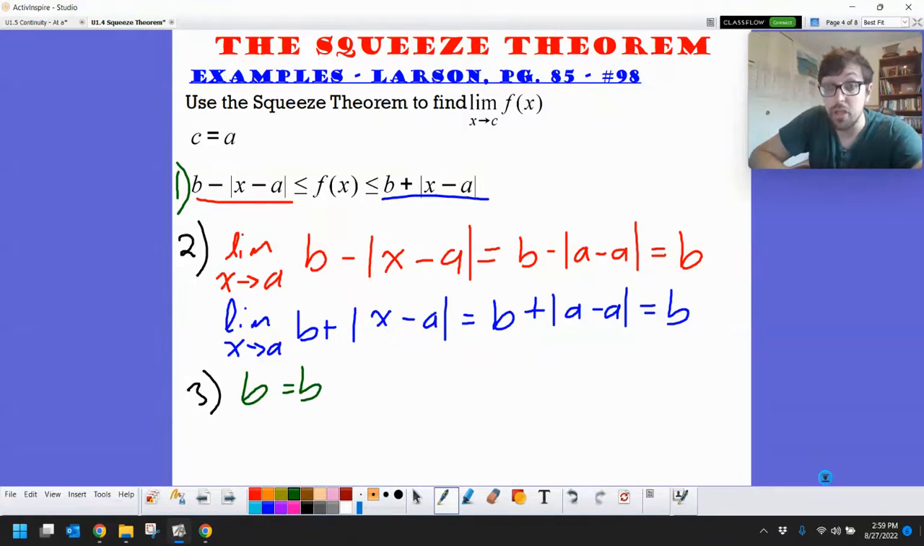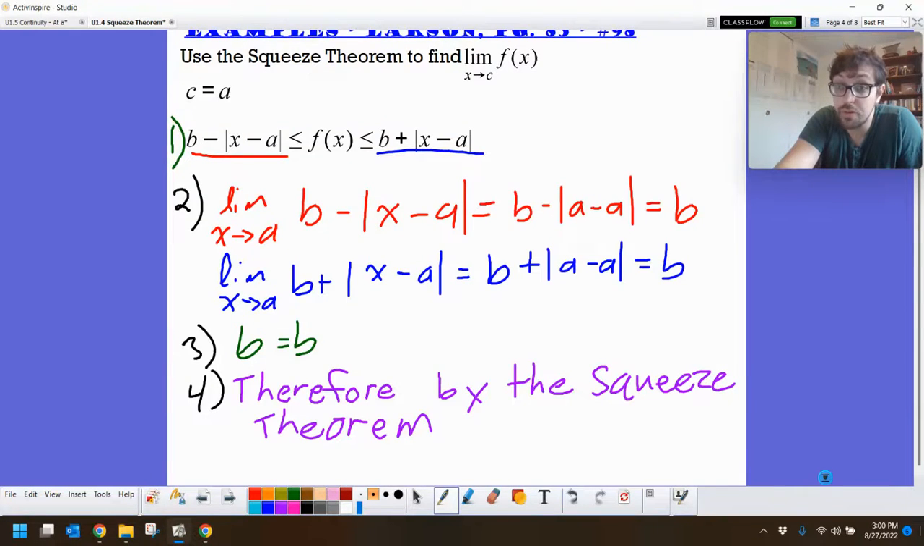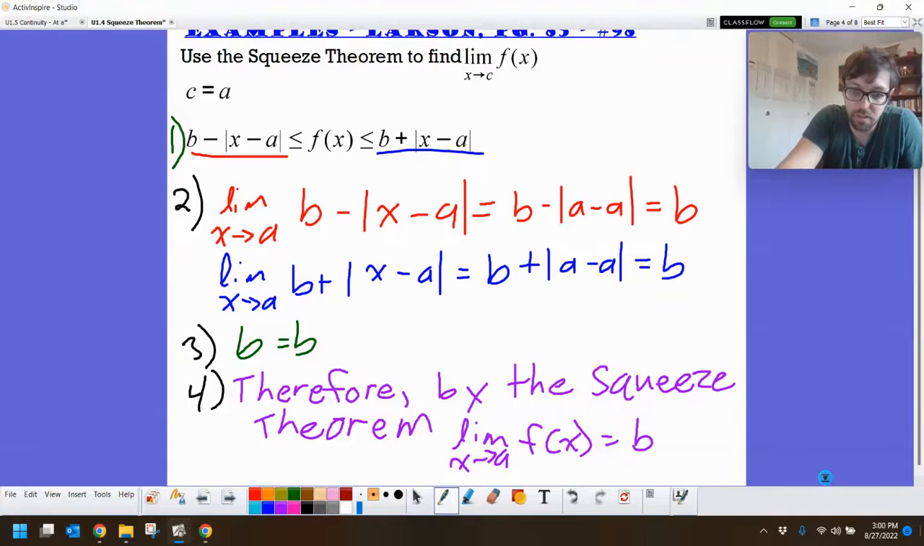Since those two things are equal, I can apply the squeeze theorem. And I do need to state that I am using the squeeze theorem. After doing those mathematical computations, I would say, therefore, by the squeeze theorem, the limit as x approaches a of f of x has to equal b. I don't even know what f is, but I do know that its limit should be identical to those other two limits.